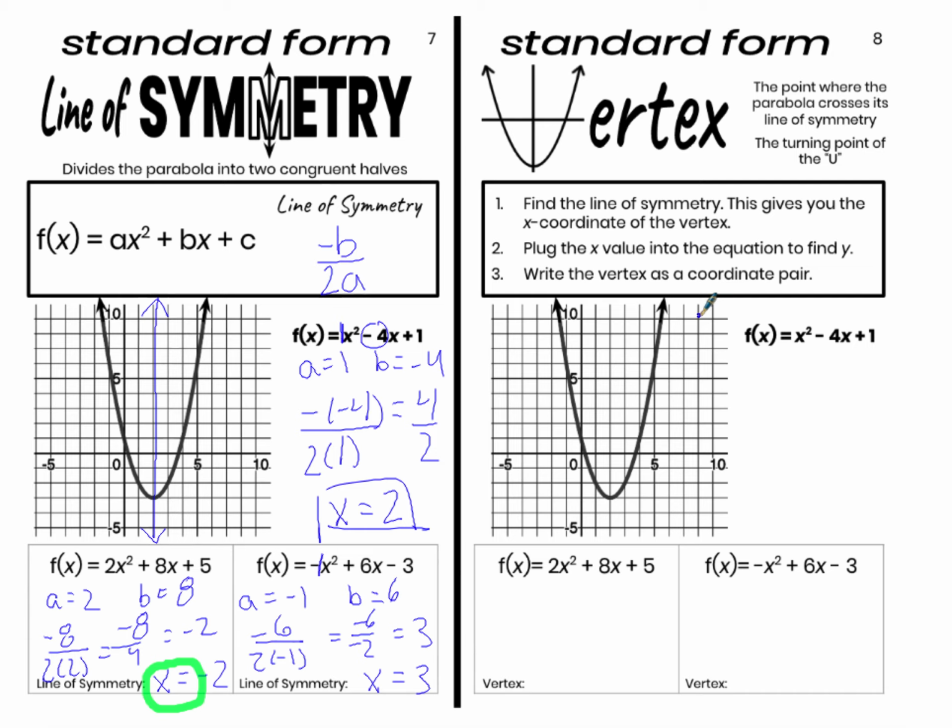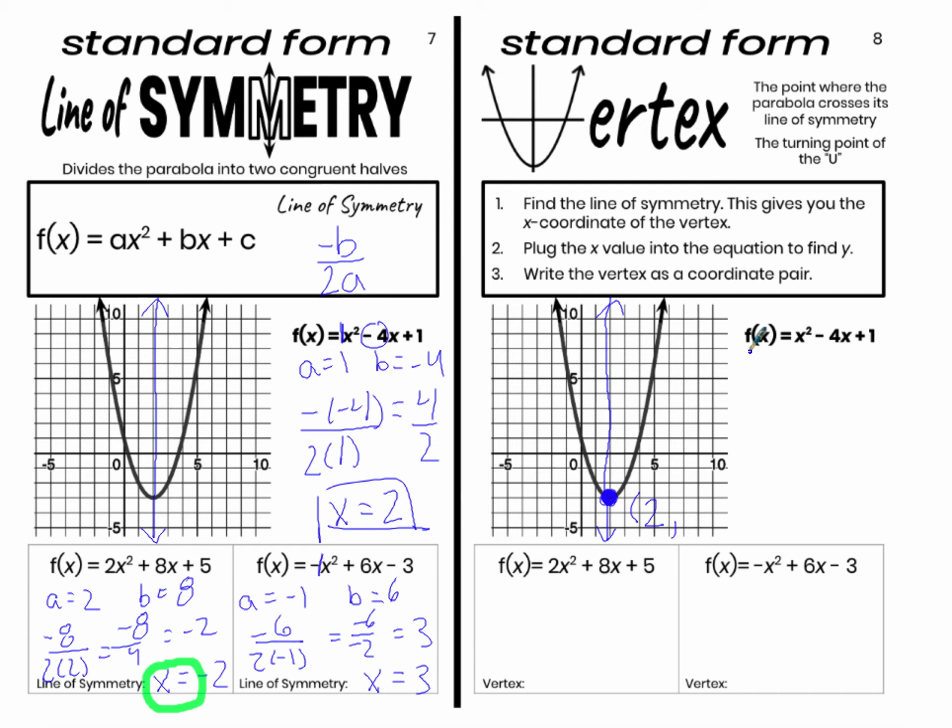Now, the vertex always goes through the line of symmetry. If we look at the same graph, my line of symmetry, x equals 2, by definition always goes through the vertex. The x coordinate of my vertex is found by the x value in my line of symmetry. So since I have found for this function that the line of symmetry is x equals 2, I know that the x coordinate of my vertex is 2.